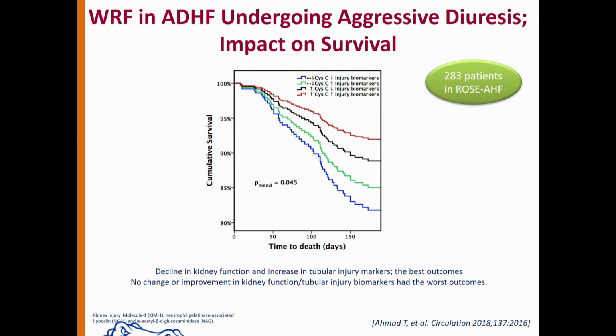Alarming is this one. Look at the blue line at the bottom. It tells us, if your markers of injury are coming down, or your cystatin C or creatinine is coming down, you are in your worst shape. Your best bet would be if your kidney function gets bad during treatment for congestion.